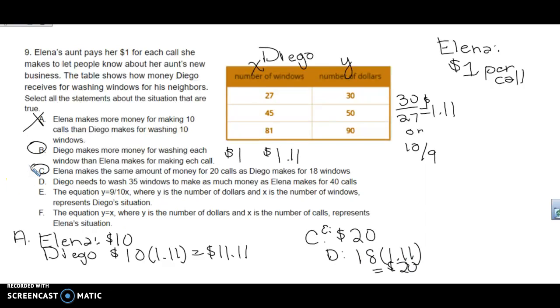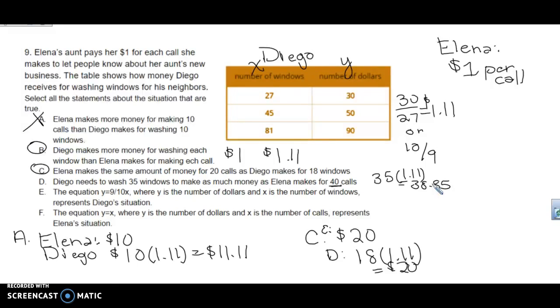Question D says Diego needs to wash 35 windows to make as much money as Elena makes for 40 calls. There we know that she's going to make $40, but he's making more per window, so he can wash fewer windows. If we want to check that, 35 times 1.11 is 38.85. So he's a little shy, so that one's not going to work.